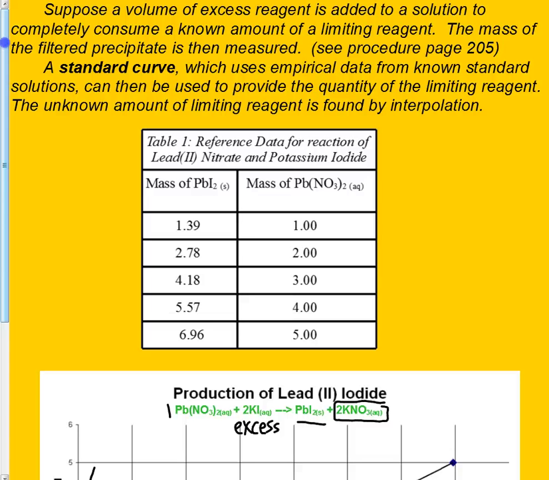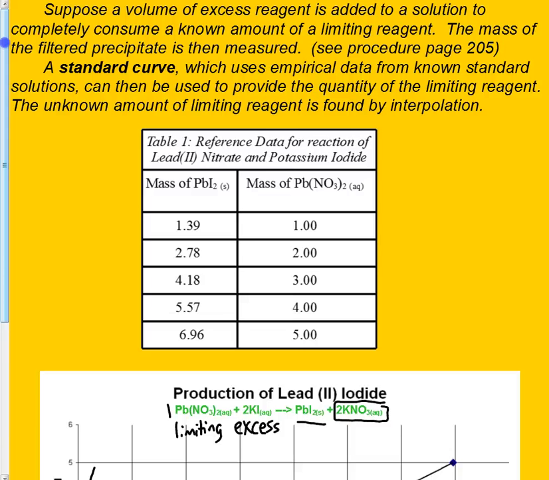And this is going to completely consume a known amount of a limiting reagent. Now we say it's known, but really all we know about it is probably the volume that we are starting with. We don't know the mass that's present. So lead 2 nitrate will be all used up, and the maximum amount of product will be formed as a result of using this 10% excess.